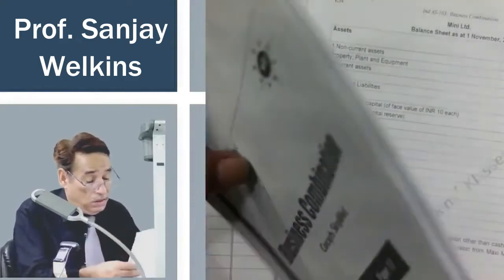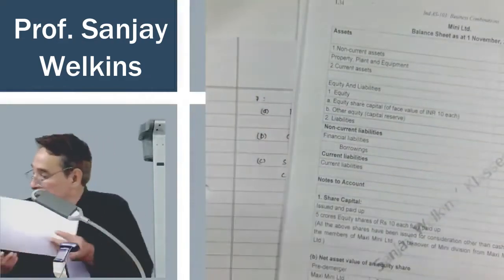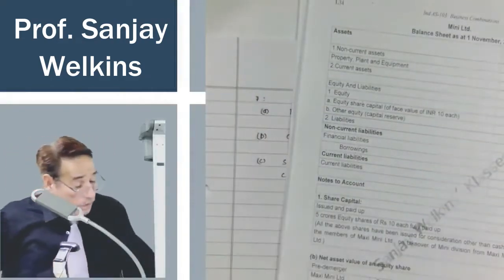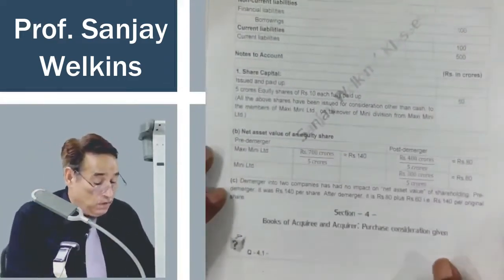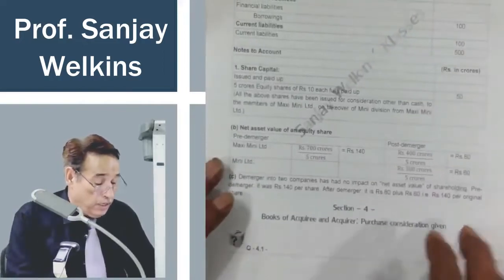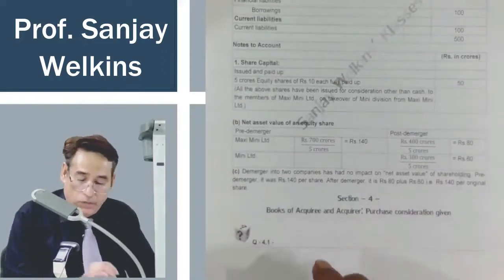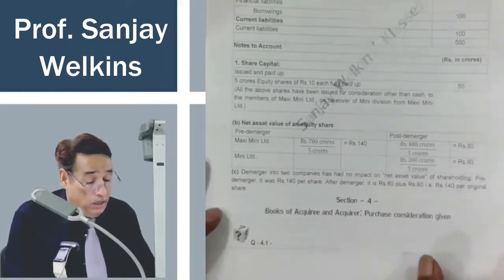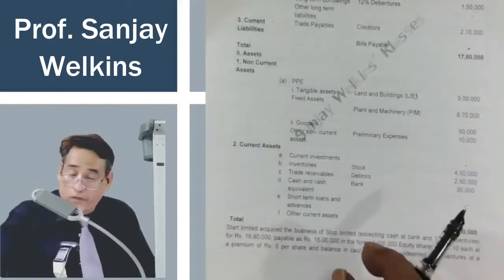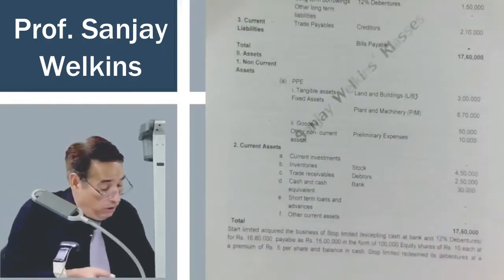Yes, this is the starting of section 4. So as far as section 4 is concerned, correct? Section 4, books of acquiree and acquirer. Of course, we'll do the accounting in the books of acquirer too, but mainly we are concerned with books of acquiree. Question number 4.1, but the question actually sets off from this particular sheet.